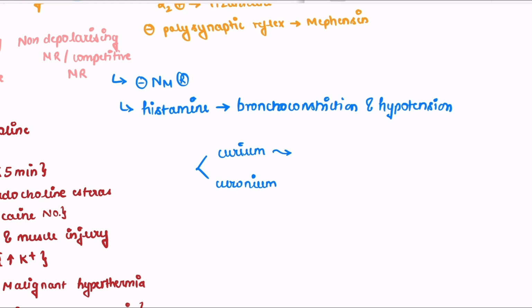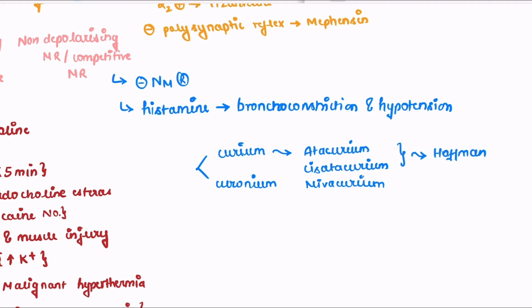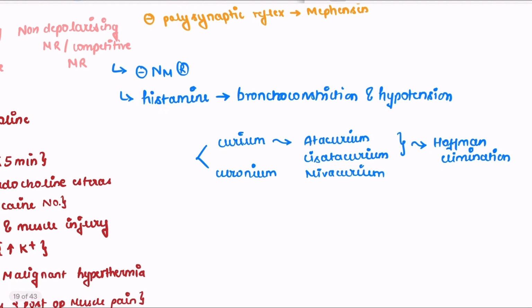The curium drugs include atracurium, cisatracurium, mivacurium. Atracurium and cisatracurium are eliminated by Hofmann elimination. The term Hofmann elimination means that they do not require liver or kidney for their metabolism.